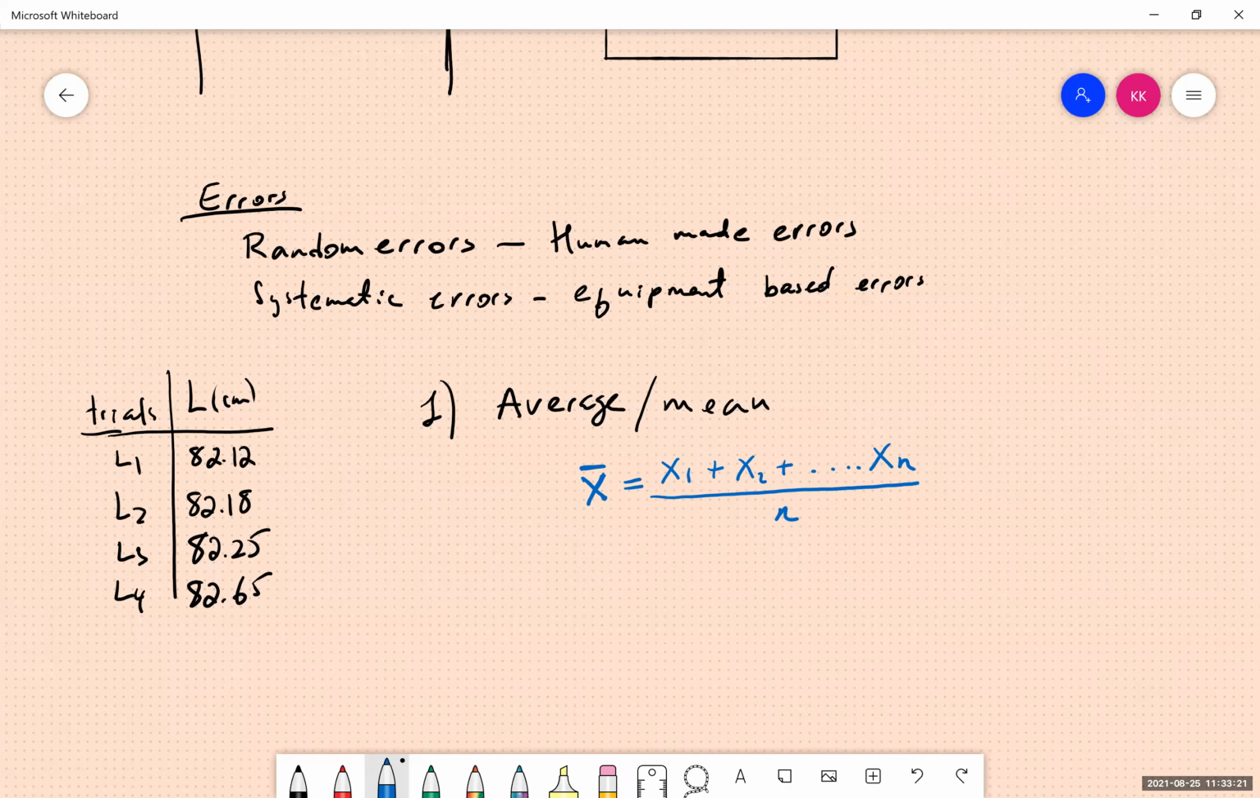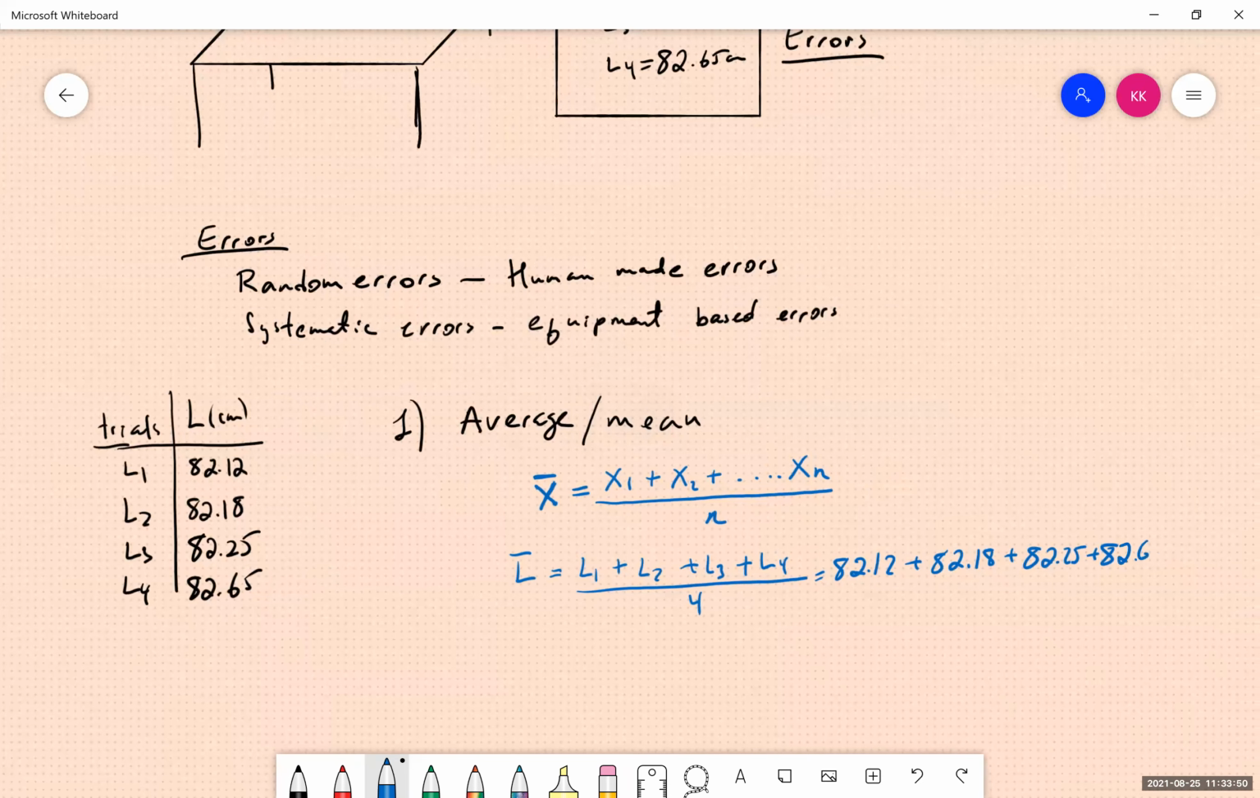Okay, so in this particular case, it will be adding all the measurements and dividing by the number of measurements that you have. For us, it will be length average equals measurement of length 1 plus length 2 plus length 3, 3 meaning the trials, plus length trial 4 divided by the number of measurements. For us, it was 4. So this will be 82.12 plus 82.18 plus 82.25 plus 82.65, and then divided by 4. And then I can put parentheses and put that they're all in centimeters, because this is a measurement. This is not just a number. This is not just 82.65, it's 82.65 centimeters.